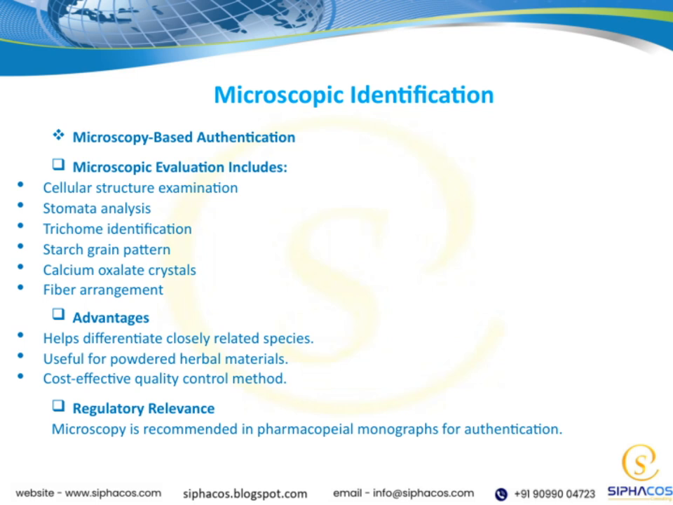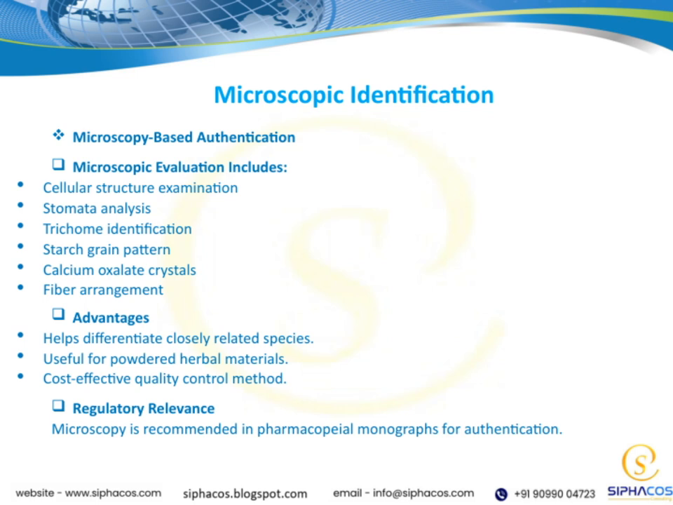One of the biggest advantages of this method is that it helps us differentiate closely related species, which might look very similar to the naked eye but have subtle microscopic differences. It's especially useful for powdered herbal materials, where traditional visual identification isn't possible. Plus, microscopy is a cost-effective way to ensure quality control.